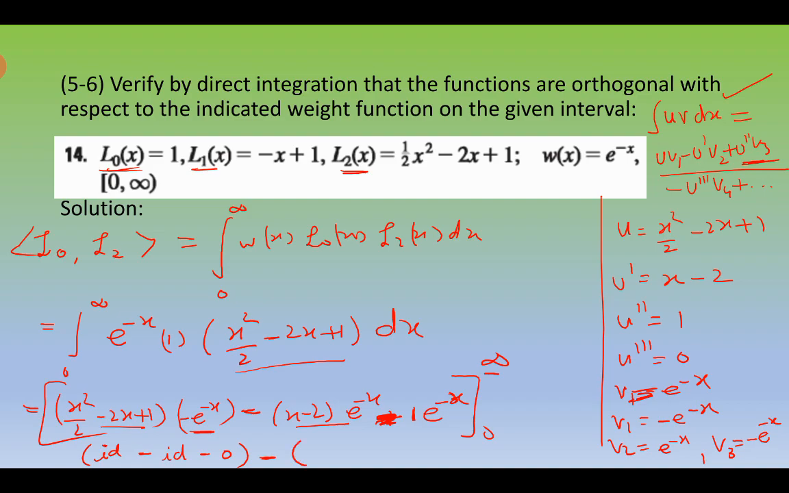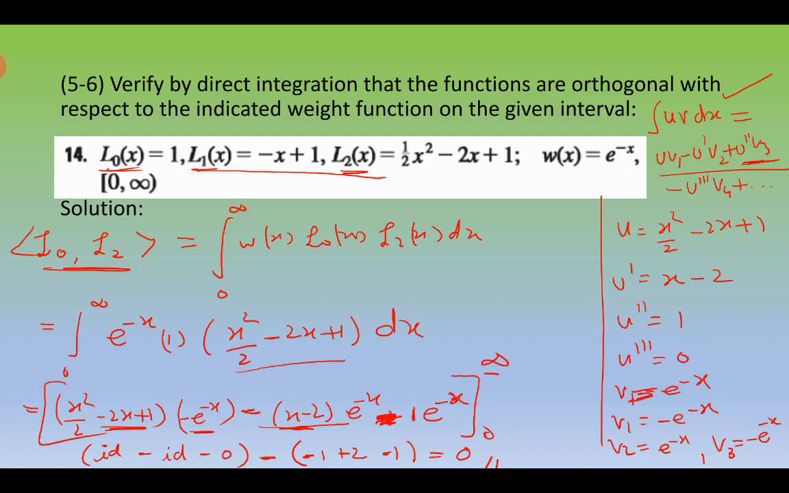Minus lower limit. X is 0. This term will give 1. This term will give minus 1. So minus 1. This term will give plus 2. Plus 2. And this term will give minus 1. So plus 2 minus 1 will be 0, and the answer is 0. We have verified L0 with L2, and finally we have to verify L1 with L2. That will conclude this problem.